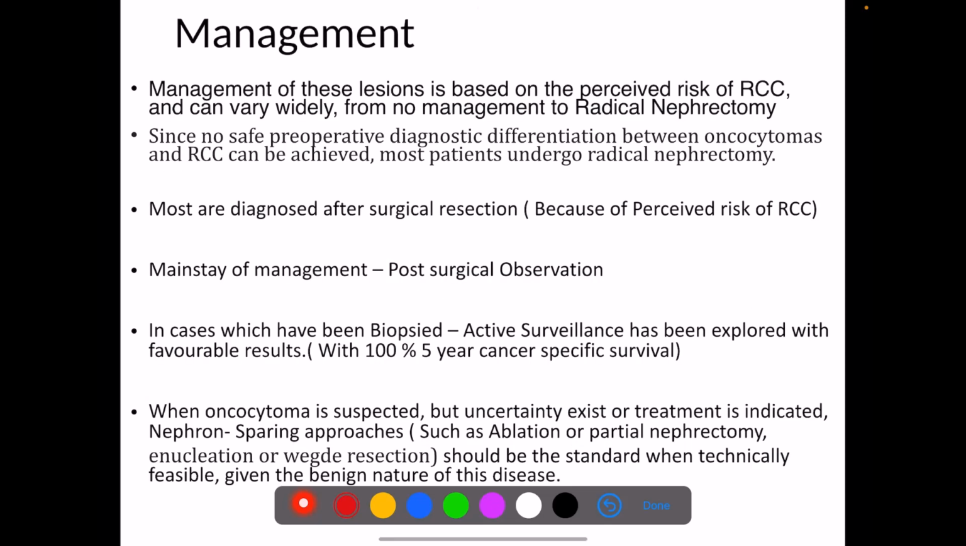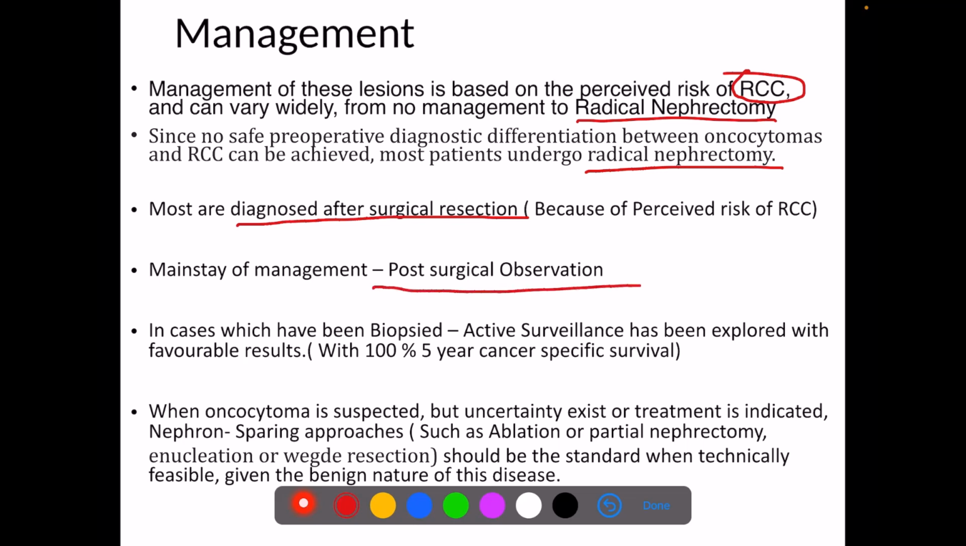Coming to the management of oncocytoma, these lesions are managed based on the perceived risk of renal cell carcinoma and can vary widely from no management to radical nephrectomy. Since there is no preoperative diagnostic differentiation between oncocytoma and RCC, most patients undergo radical nephrectomy. Most cases of oncocytoma are diagnosed after surgical resection because of, again, the perceived risk of RCC. So the mainstay of management is only post-surgical observation.